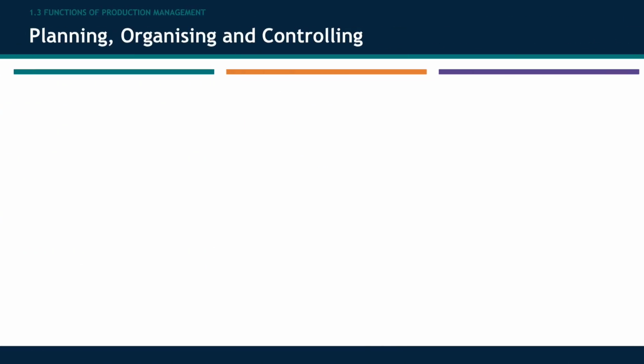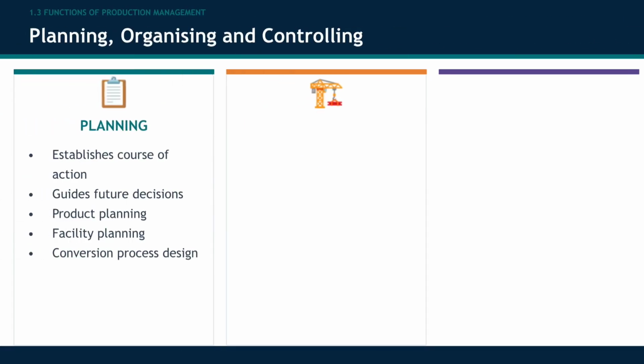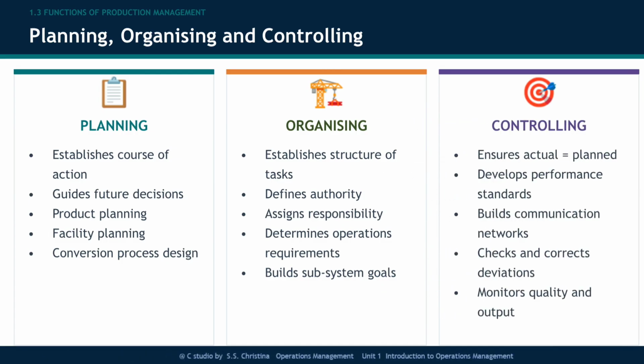Planning comes first. Before any production can happen, someone has to decide what to produce, how much to produce, when to produce it, and what resources are needed. Planning encompasses product planning, what will we make, facility planning, where and with what, and conversion process design, exactly how will we transform inputs to outputs.